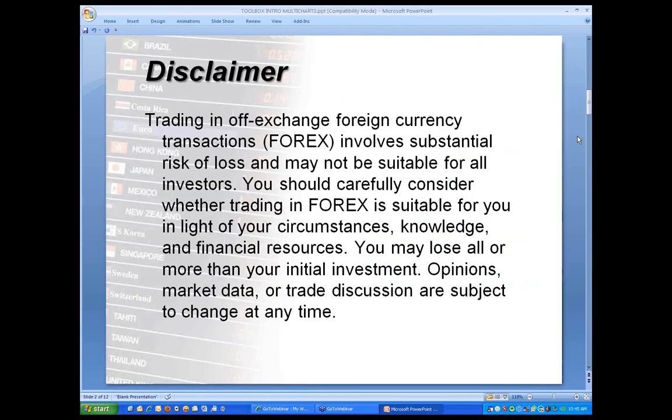Just want to remind everybody, though, that trading in off-exchange foreign currency transactions or Forex involves risk of loss. It's not suitable for all traders at all points in time. You've got to make sure you're financially and emotionally qualified to trade. Only trade with money you can afford to lose. And what we're talking about here today is my personal point of view on the markets. It's all subject to change at any time. Let's get right to work.